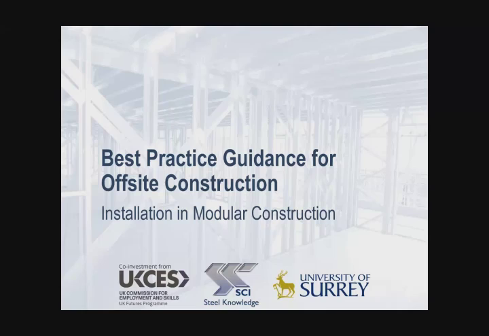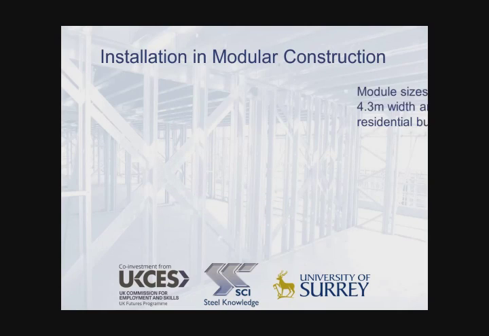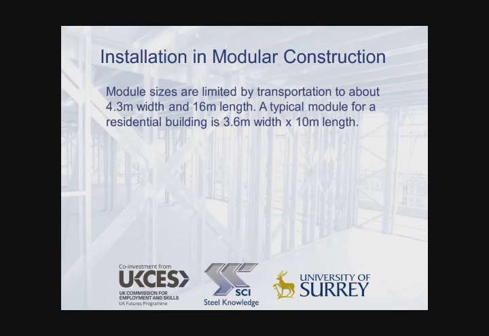This presentation covers the installation of modules in modular construction. Module sizes are limited by transportation to about 4.3 meters in width and 16 meters in length. A typical module for a residential building is 3.6 meters wide and 10 meters long.